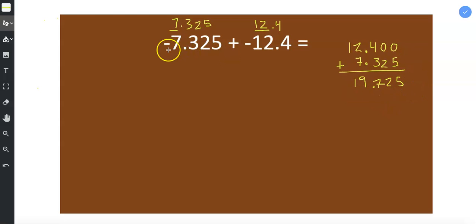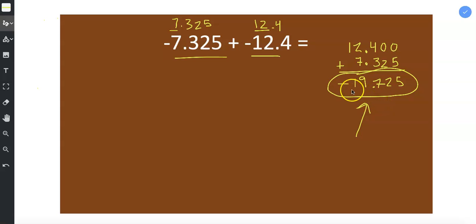Next, we need to think about the fact that a negative plus a negative, the result is negative. Because if you had some red chips and you added some more red chips, the answer is going to be all red chips because you just added a set of red chips and another set of red chips. So the answer is a negative 19.725.